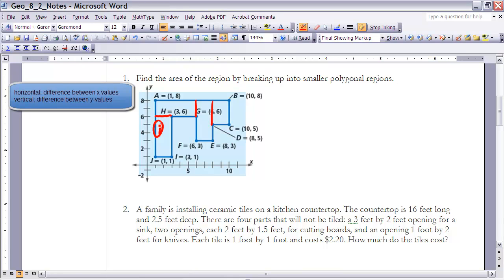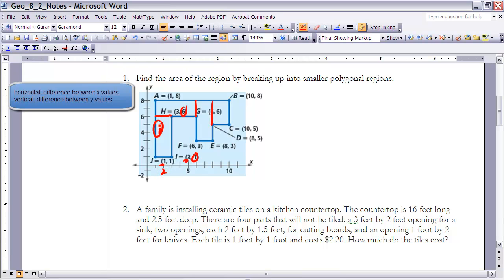I'm going to find the area of it by finding its length and its width. Well, if you're trying to find a distance that goes horizontally, what you're going to be doing is looking at the difference between the x values. And if you're trying to find a distance vertically, then you have to take a look at the difference between the y values. So in this first rectangle, the distance from J to I, that length is 2 units because the difference between 3 and 1 is 2.